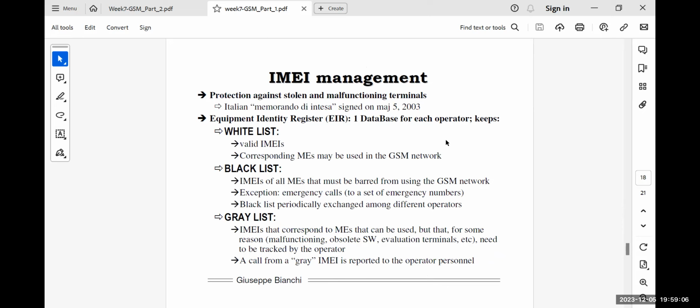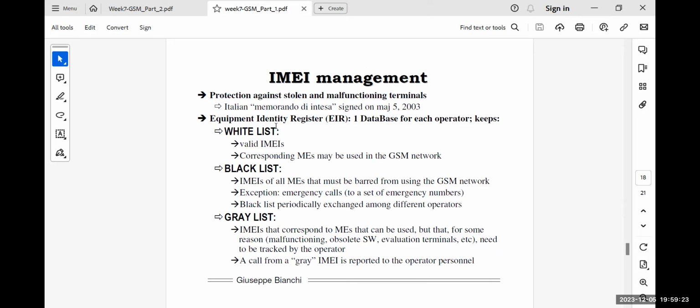So for example, I'm using the Jazz Warid operator. So there is one equipment identity register associated with that. That is one huge database, the equipment identity register. And in this equipment identity register, there are different kinds of lists.